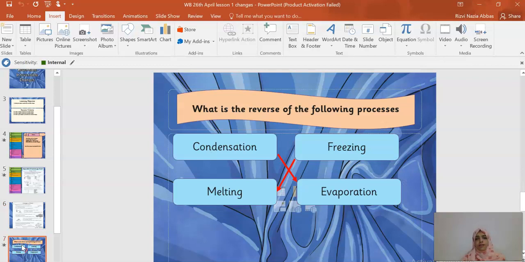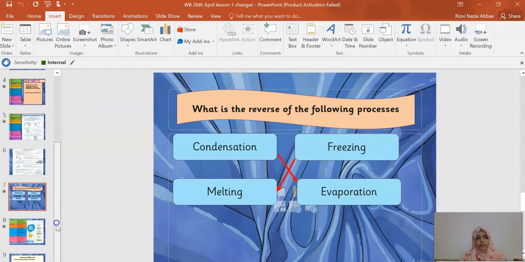Today we saw that condensation is the reverse of evaporation. Condensation is gas changing to liquid, whereas evaporation is liquid changing to gas. In the same way, freezing and melting are reverse processes. The reverse of freezing is melting, and the reverse of melting is freezing.